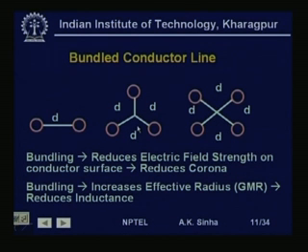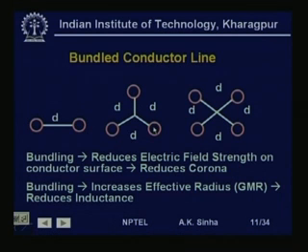Another effect that we get when we bundle the conductors is that it increases the effective radius or the GMR or the self distance of the conductor considerably, and this reduces the inductance, and this is one of the reasons why we use these bundle conductors. These bundle conductors are used by having more than one conductor which are supported by a conducting frame at regular intervals along the transmission line.